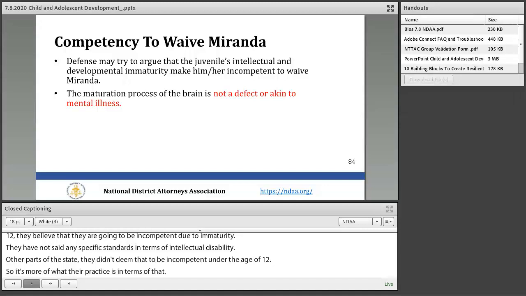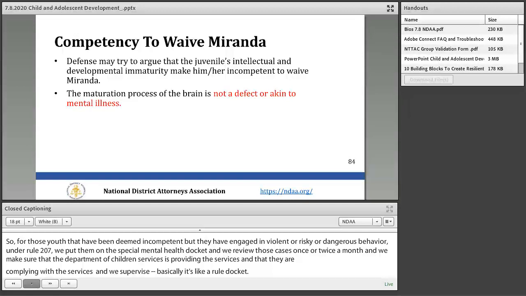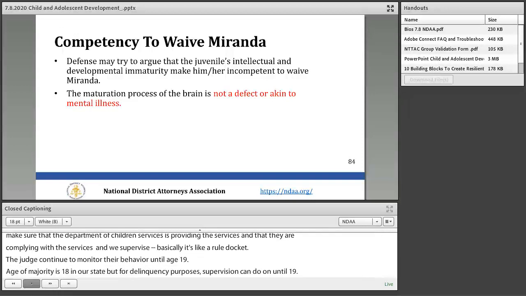For those youth that have been deemed incompetent but have engaged in violent or risky or dangerous behavior, under Rule 207 we put them on the special mental health docket, and we review those cases once or twice a month. We make sure that our Department of Children's Services is providing the services and that they are complying with the services, and we supervise. It's kind of like a review docket, and under that rule the judge has authority to continue to monitor their behavior and their services until age 19. Age of majority is 18 in our state, but for delinquency purposes, supervision can go on until 19. So that's one way that we have addressed that issue. I hope that answers your question.